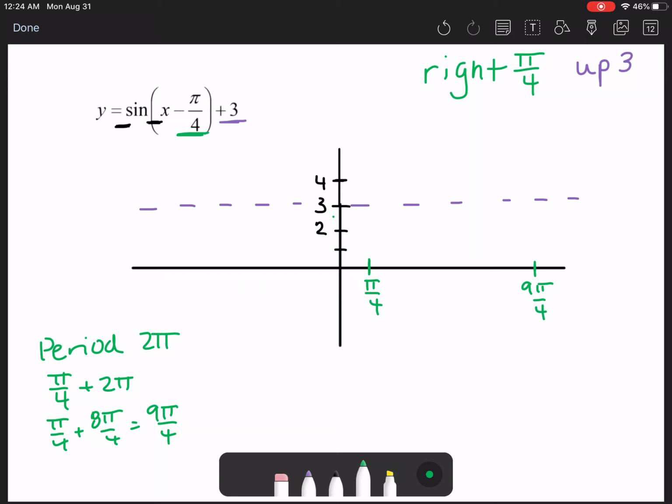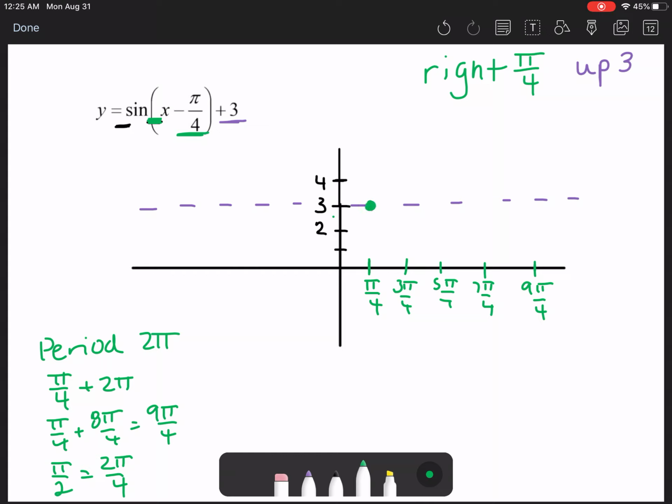Okay, now we're still going by pi over 2's. That has not changed. That only changes if you have something up here for b, if we're changing the period. So we're going to add pi over 2. So pi over 2 is equivalent to 2 pi over 4. So what we're really doing each time is we're adding 2 pi over 4. So we've got 3 pi over 4, 5 pi over 4, and 7 pi over 4. And then we'd be back to 9 pi over 4. All right, so we're going to start this at pi over 4.